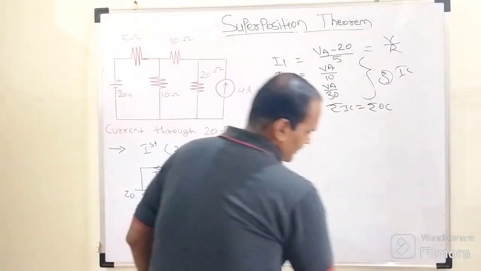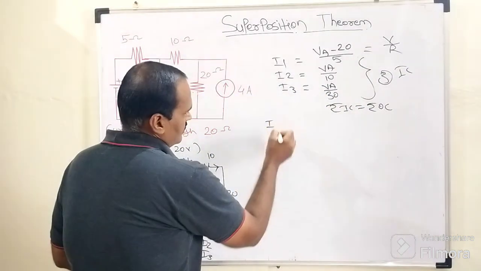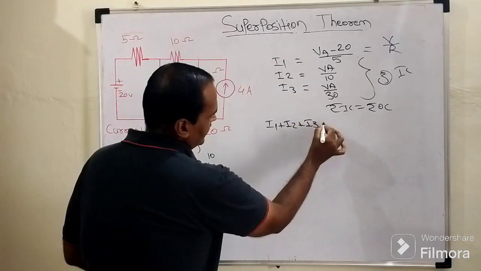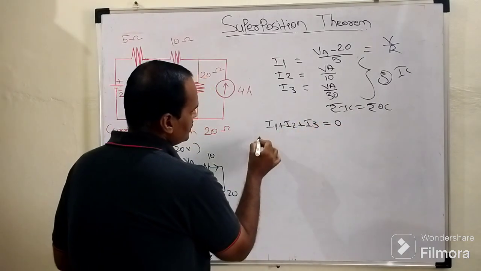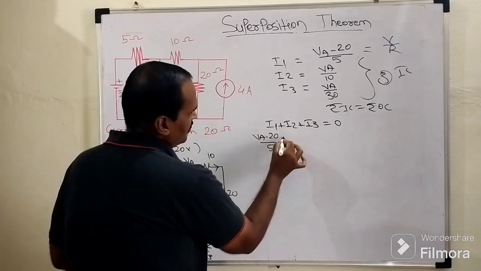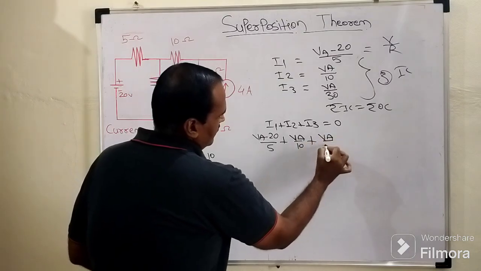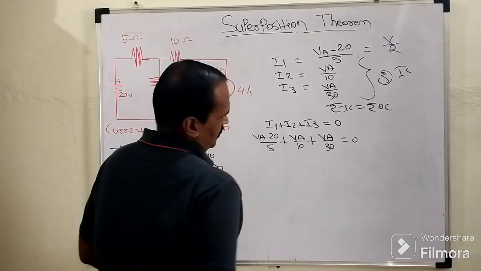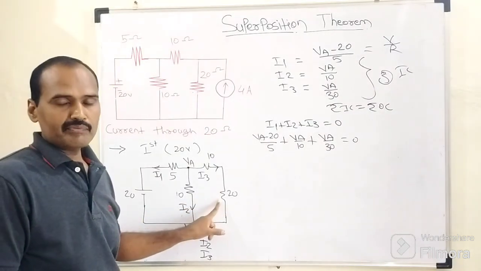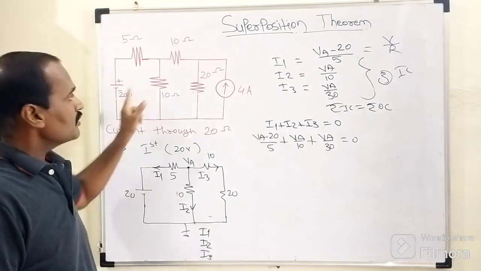So accordingly, these three statements are being added because Kirchhoff current law says that I1 plus I2 plus I3 equals 0. We don't have any incoming currents. So the expression for I1 is VA minus 20 upon 5, plus I2 is VA by 10, plus I3 is VA by 30, equals 0. Our aim is to determine the current flowing through this 20 ohm resistor by considering this 20 volt battery.